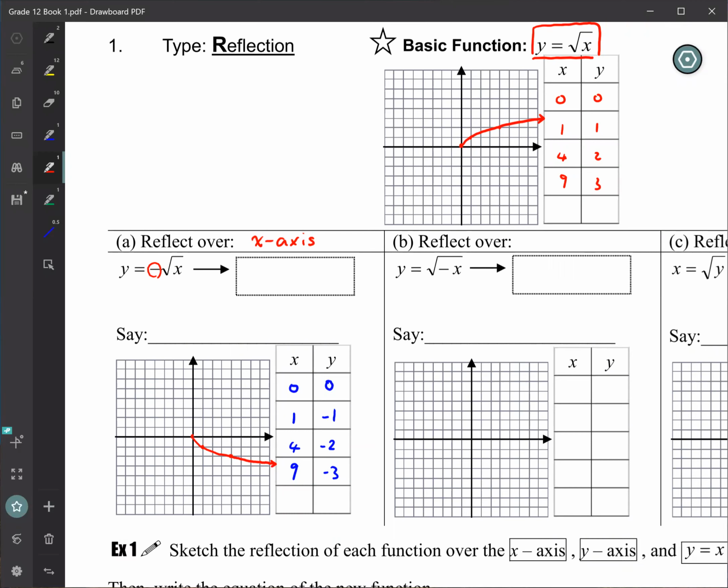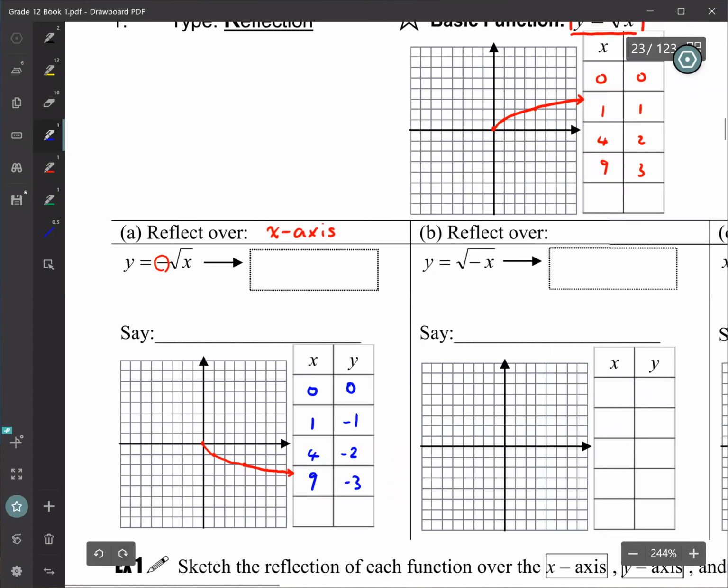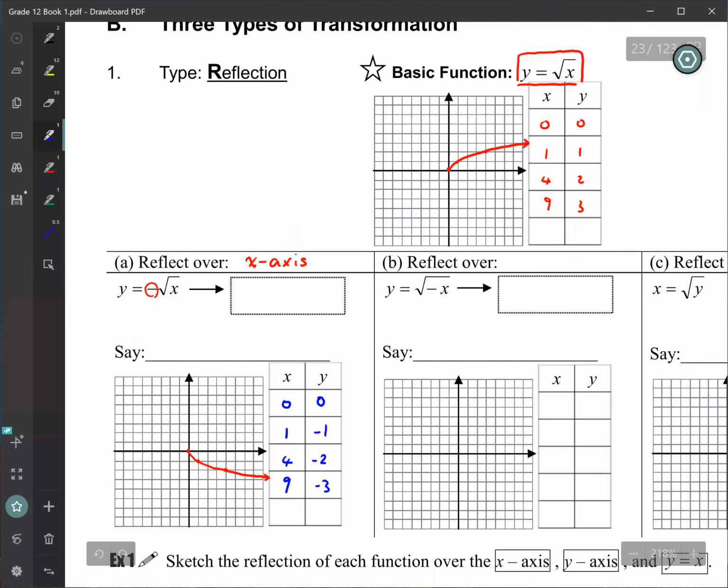Okay, so how can we figure this out without drawing the table? Instead of saying, oh, it just feels like it. It's not very convincing. So the way I would do it is, if anything can be moved to the y side, then it's going to affect the y values. If you look at the y values on the basic, 0, 1, 2, 3. Now the new y has 0, negative 1, negative 2, negative 3. All the y values times negative. So the y values changed.